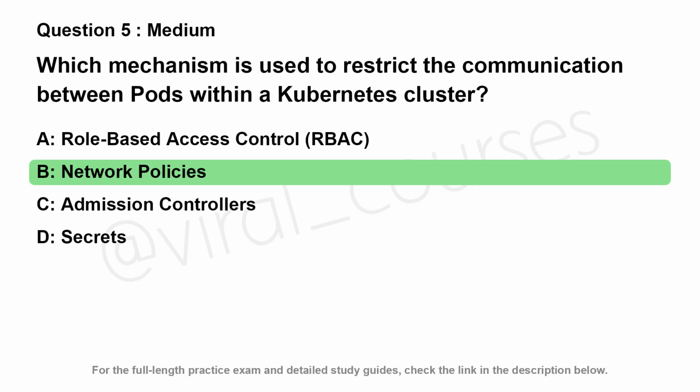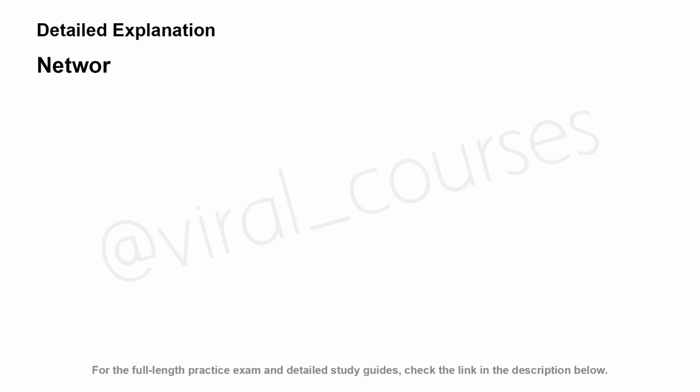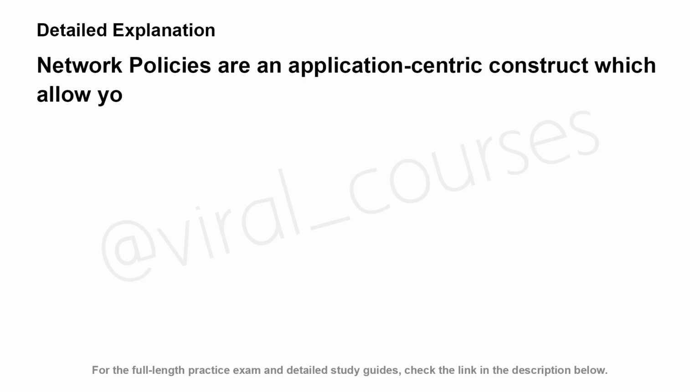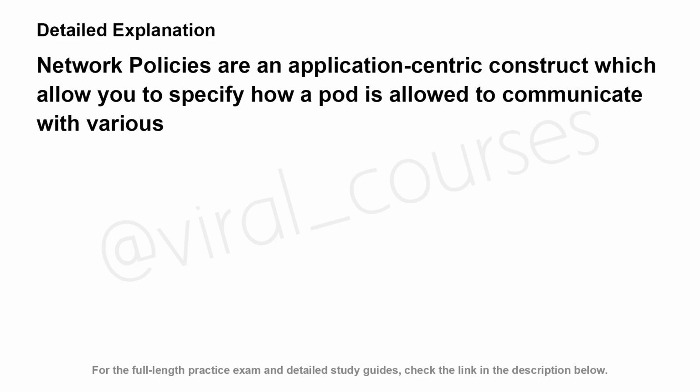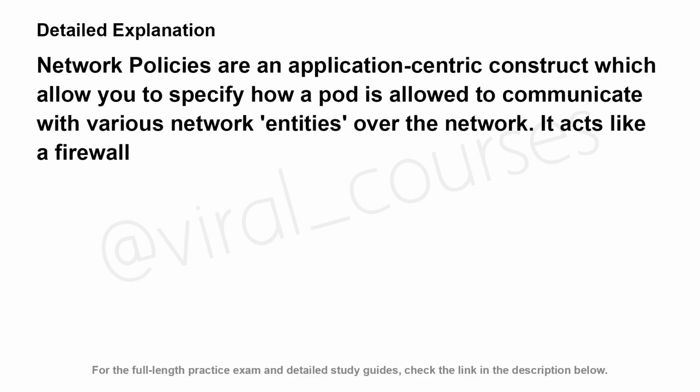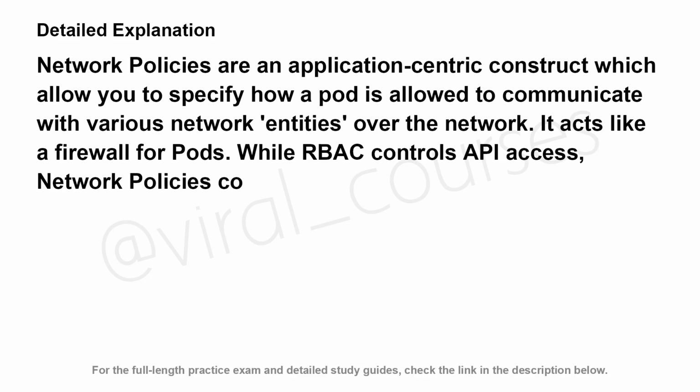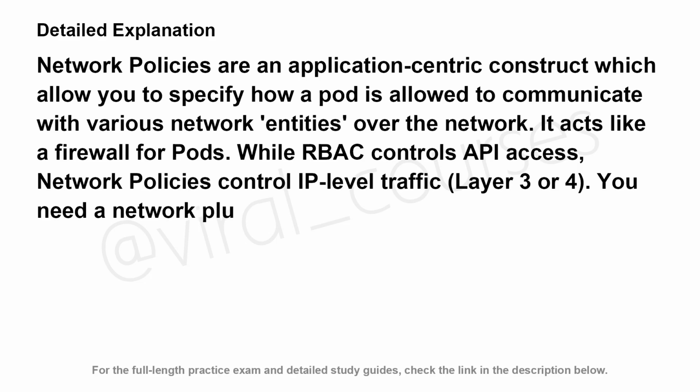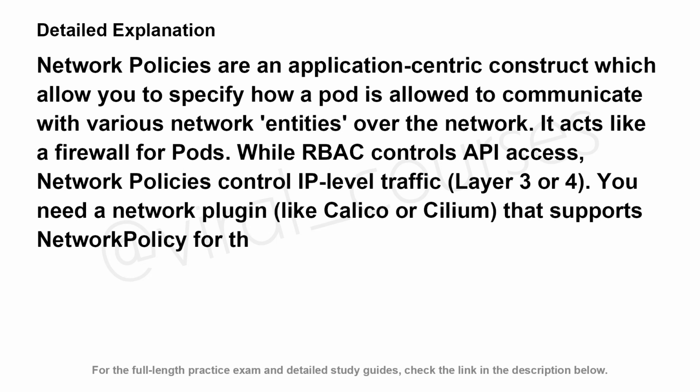The correct answer is B. Network policies are an application-centric construct which allow you to specify how a pod is allowed to communicate with various network entities over the network. It acts like a firewall for pods. While RBAC controls API access, network policies control IP-level traffic, Layer 3 or 4. You need a network plugin, like Calico or Cilium, that supports network policy for these rules to be enforced.